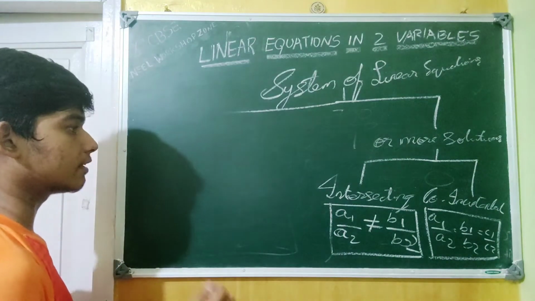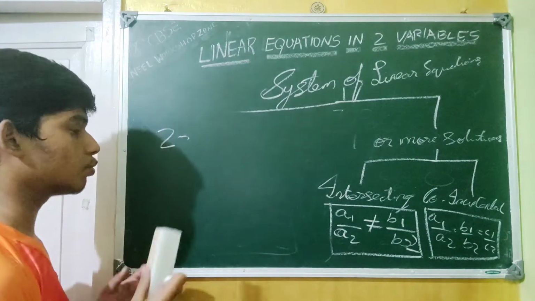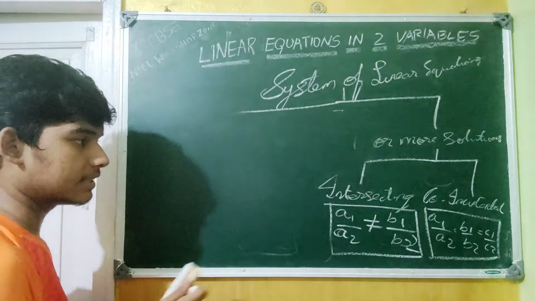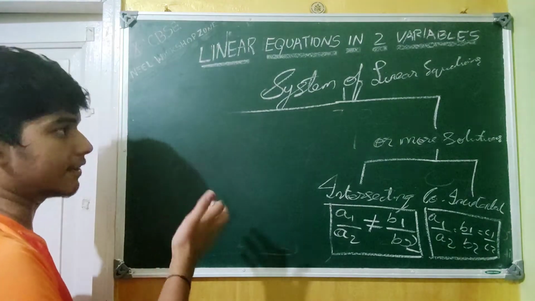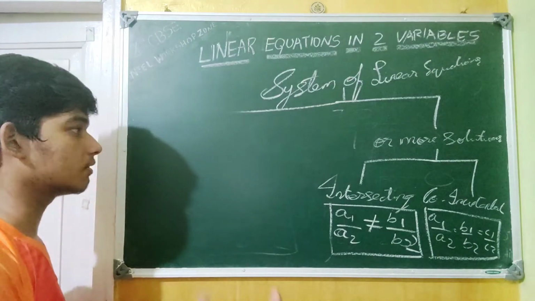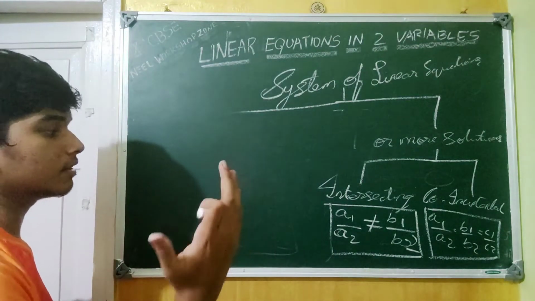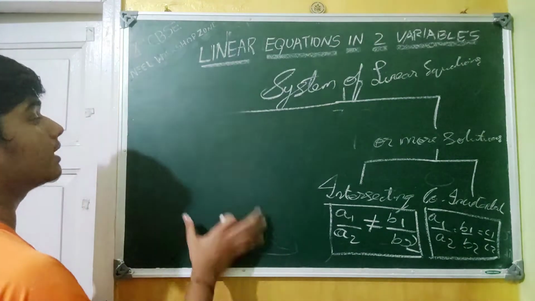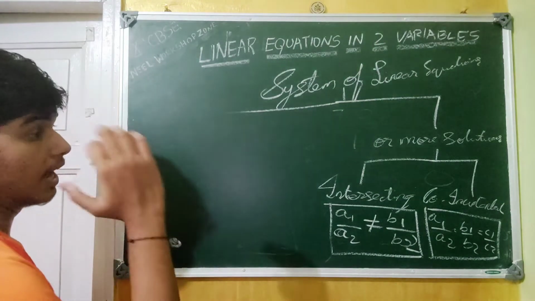So that is parallel. So when a1 by a2, let's take 2x by 4x, and you have 4y by 8y, plus 7 by 11. a1 by a2 is equal to b1 by b2, but it's not equal to c1 by c2, and that is why the pair of linear equations are parallel.